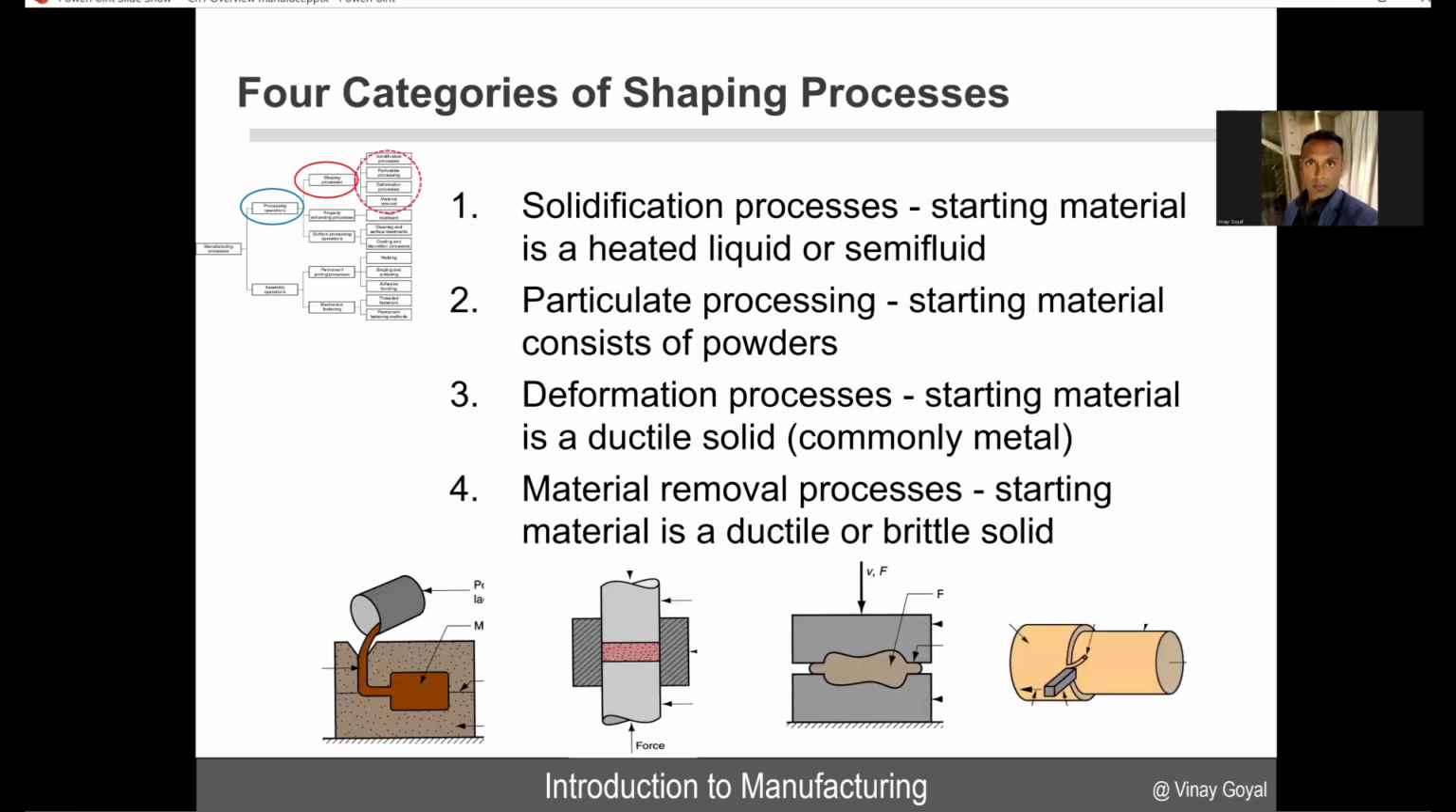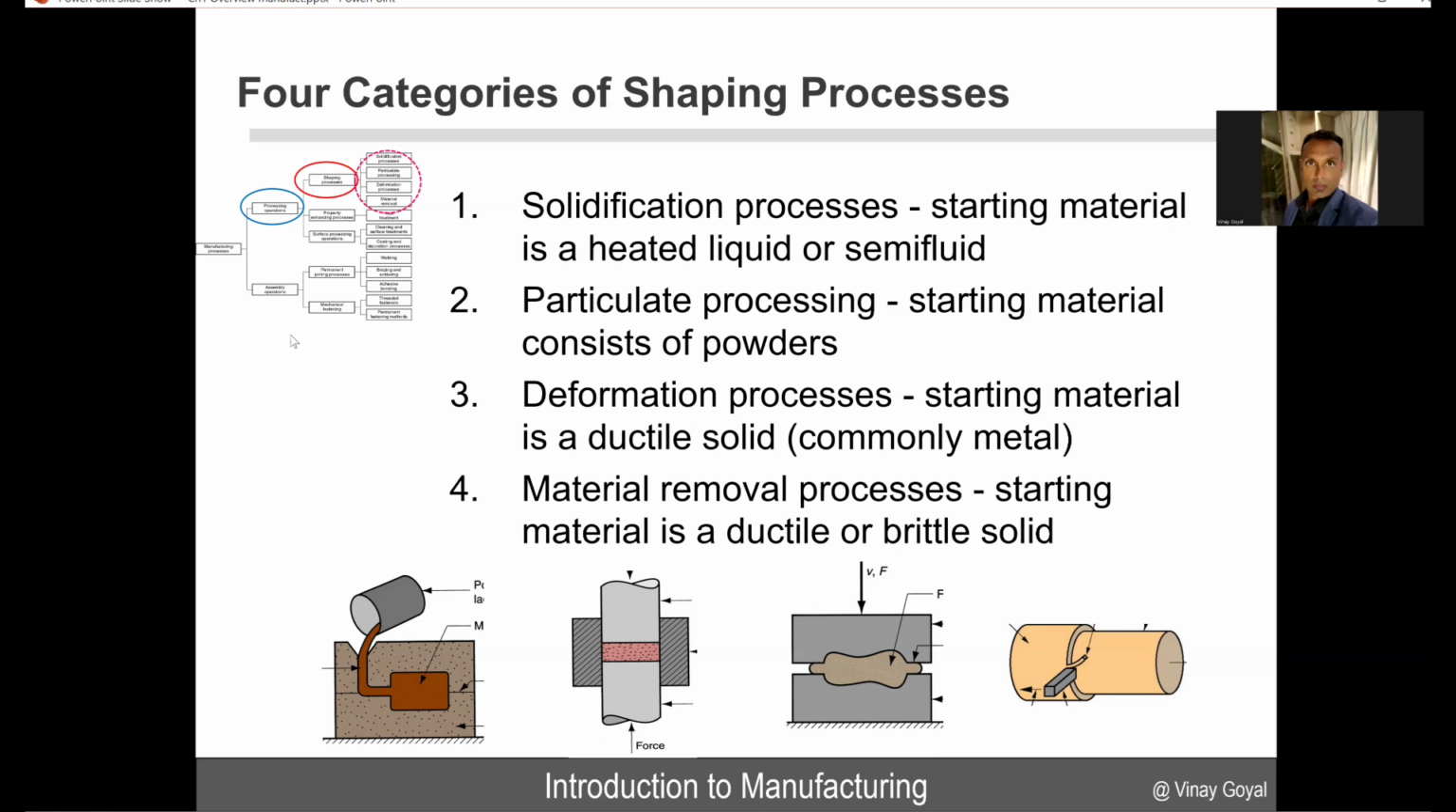Now, there are four further categories of shaping processes. Solidification processes start with the material as a heated liquid or semi-fluid. You can have particulate processing, which starts with the material consisting of powders. And then you have deformation processes, which start with the material as a ductile solid. That's commonly seen in metals, and that could mean bending a tube, for example. Material removal processes start with the material as a ductile or brittle solid.